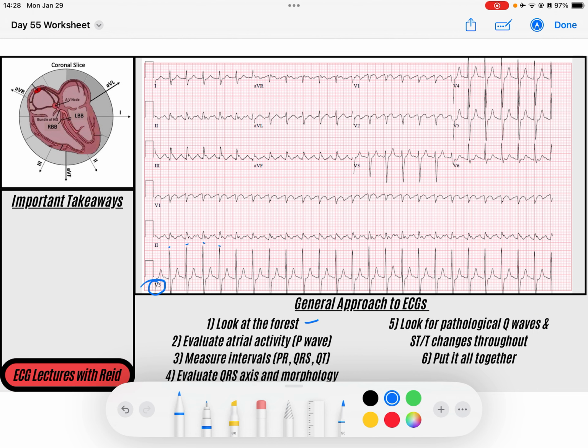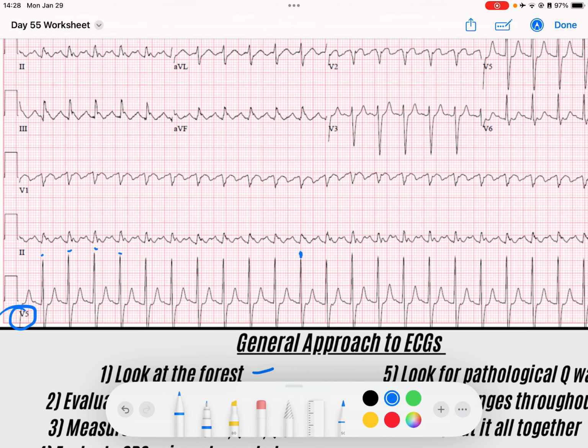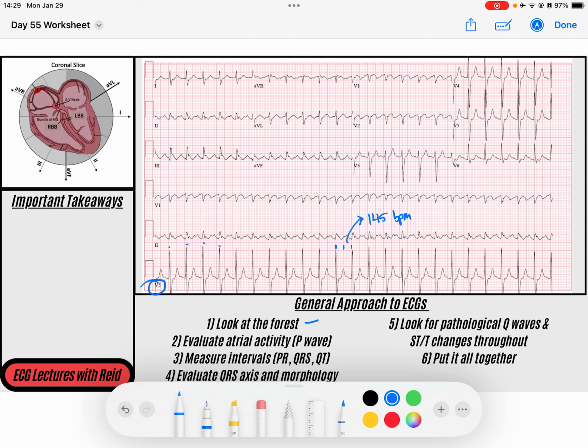If I look at how fast this rhythm is, what the rate is, I can find a QRS that ends right here on the solid line, and I can count here 300, 150, just teeny tiny slower than 150 beats per minute. I would say maybe that's 145 beats per minute. So I've got a regular narrow complex tachycardia at 145 beats per minute.